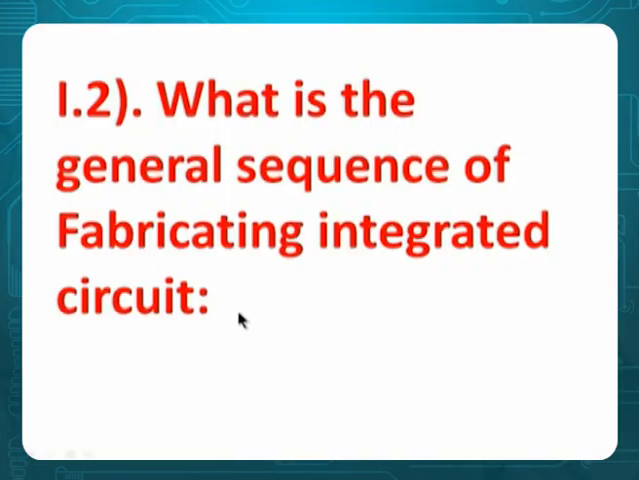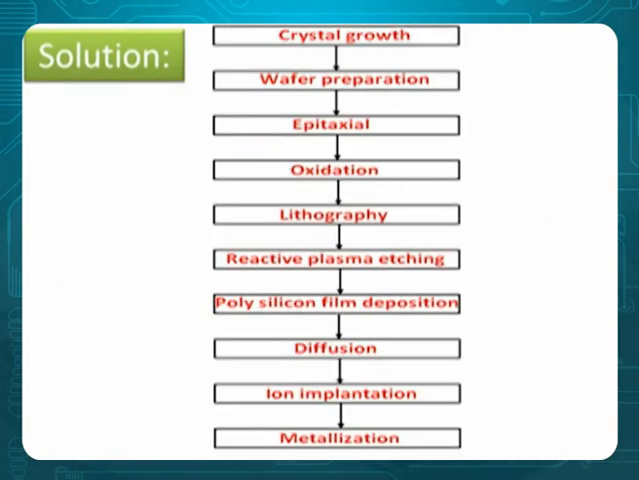Now let's go to the second problem. What is the general sequence of fabricating an integrated circuit? What are the steps we take? Solution. Crystal growth. First we have to get a crystal. Then wafer preparation. Out of that crystal we need to prepare the wafer. We call it a substrate. Upon the substrate we have to go to epitaxial in order to put something upon it. After putting the epitaxial, you should go for oxidation. That means a silicon dioxide layer has to be developed.